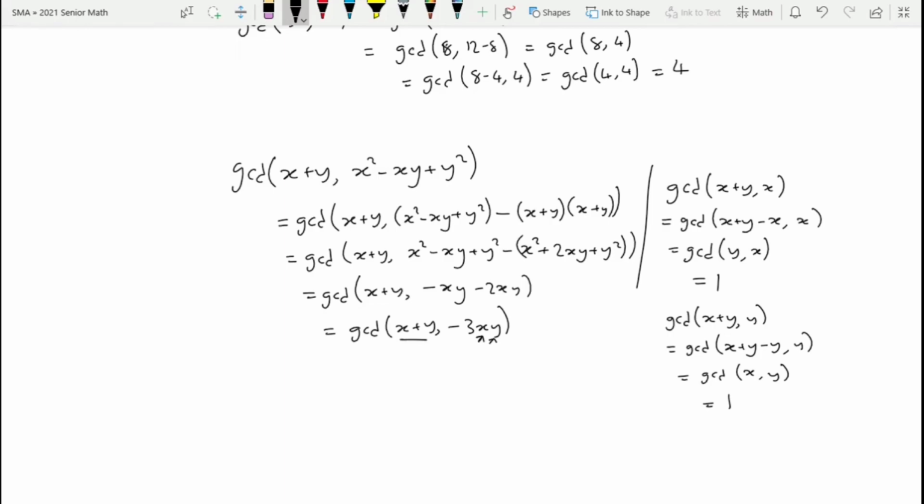So this means that x plus y does not share any common factor with x, and x plus y does not share any common factor with y, and therefore we can cancel x and y from the right hand side. And so this means that the GCD of this is going to be GCD of x plus y and minus 3, since we know that x and y don't share any common factor with x plus y, so it doesn't really make any difference whether they are there or not. And at this point, we have GCD of x plus y and minus 3. And the only values that this GCD can take are the factors of 3, which are 1 and 3, which means that there are only 2 possible values that GCD of x plus y and x squared minus xy plus y squared can take.